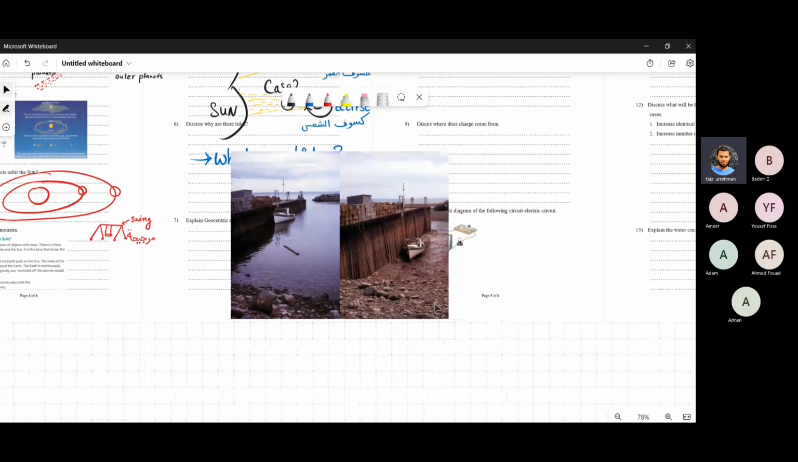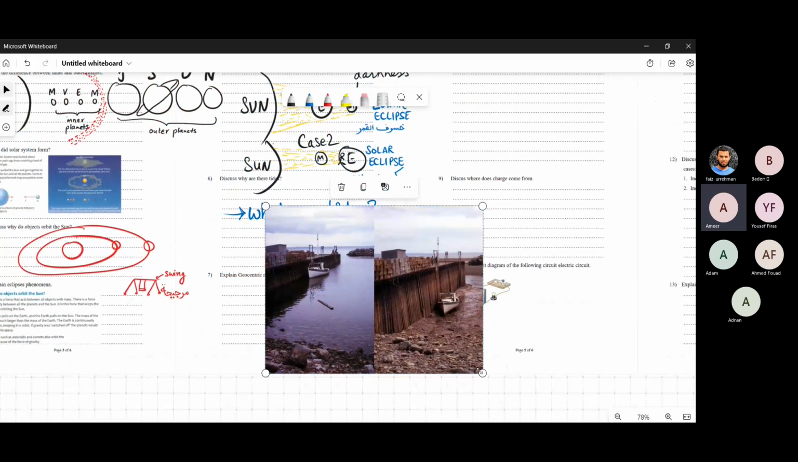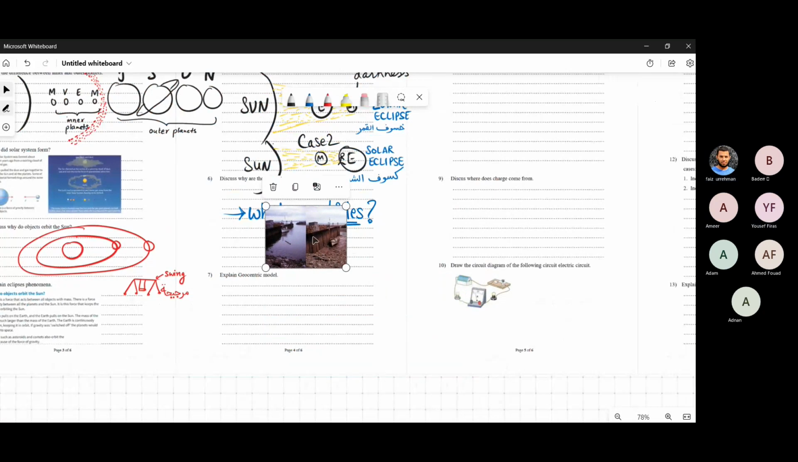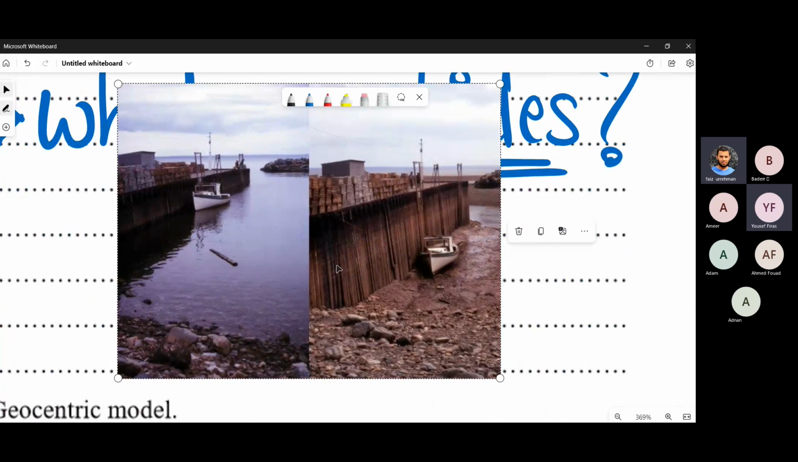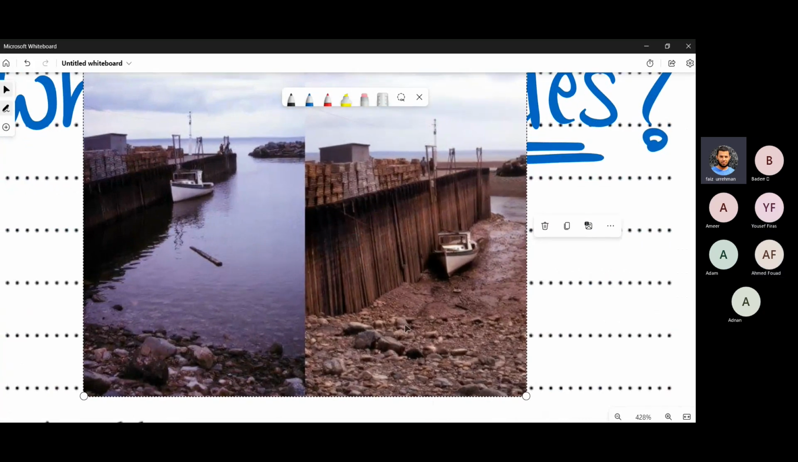Now look at this photo. It's the same scenario, same photo. This is not the bridge. I think this is called a dock or harbor. The same harbor, but on the right, water is nowhere to be found, while in the left scenario, the water is filled. What does it mean? Where is the high tide and where is the low tide? The high tide is on the left.